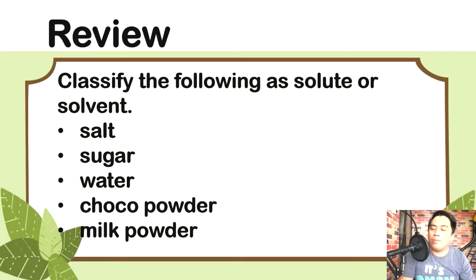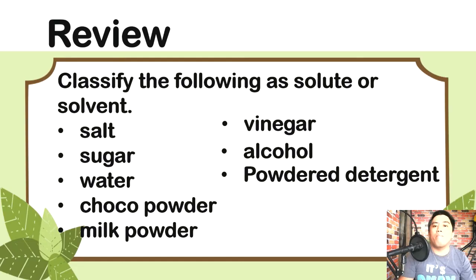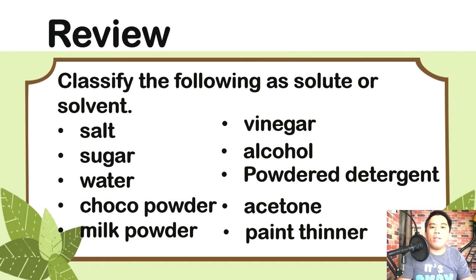Milk powder. Solute or solvent? Okay, it's a solute. Vinegar. Vinegar is a solvent. Alcohol. So alcohol is a solvent. Powder detergent. Solute or solvent? Solute. Acetone. Acetone is a solvent. And last one, paint thinner. So paint thinner is a solvent.